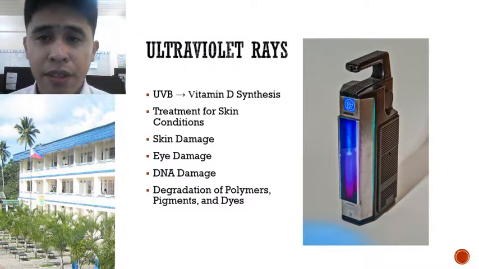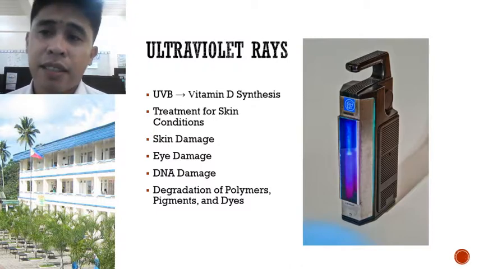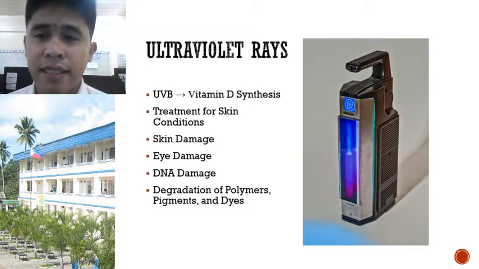UV rays also treat certain skin conditions. Modern phototherapy has been used to successfully treat psoriasis, eczema, jaundice, vitiligo, atopic dermatitis, and localized scleroderma. UV light, in particular UVB radiation, has been shown to induce cell cycle arrest in skin cells.